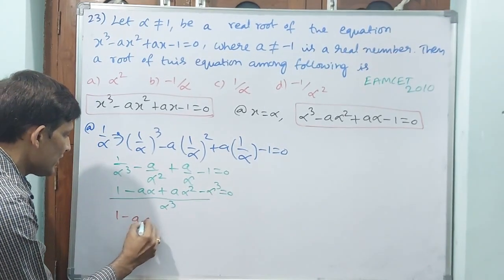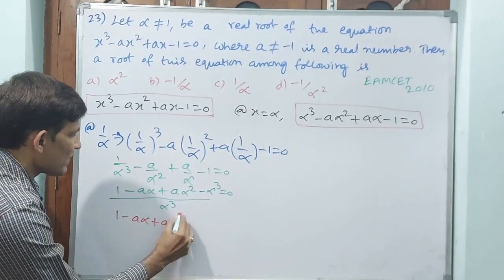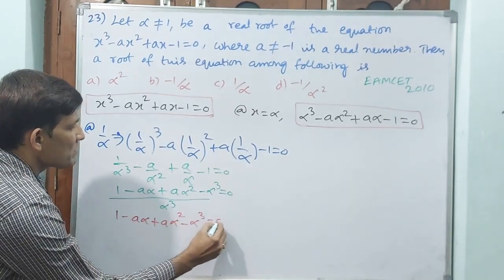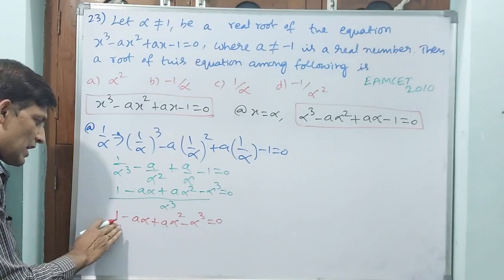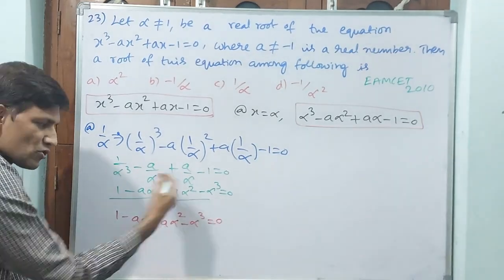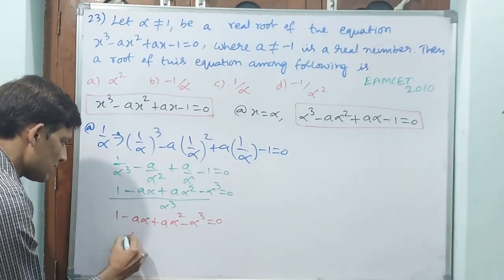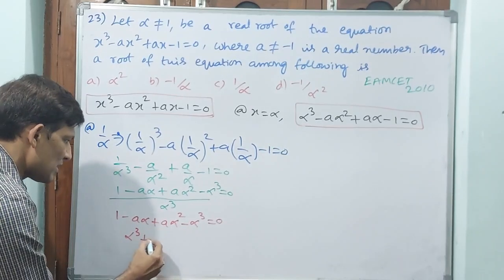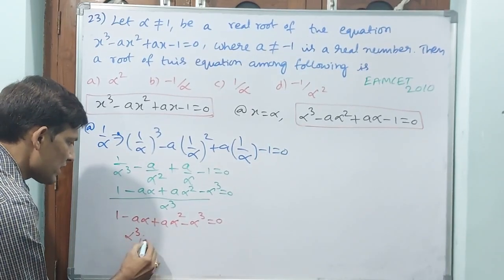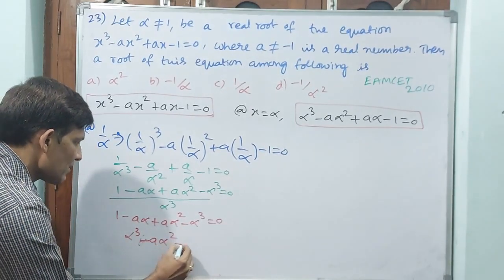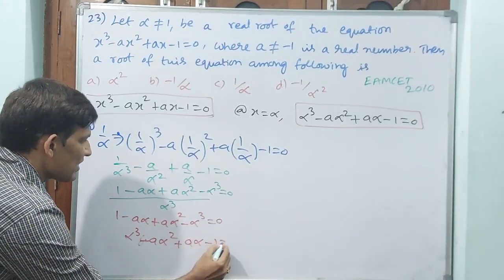1 minus a alpha plus a alpha square minus alpha cube equal to 0. Now what I am doing? I am sending all that to this side and the 0 to that side. You see, minus alpha cube is going to become plus alpha cube minus a alpha square plus a alpha minus 1 equal to 0.